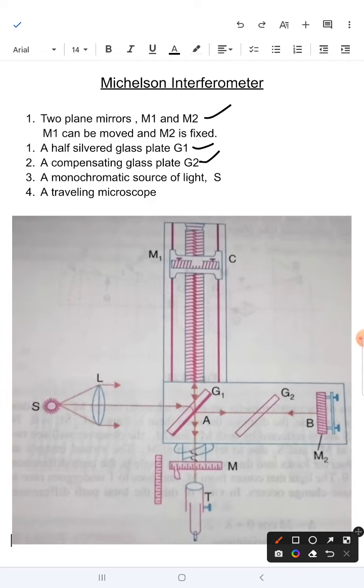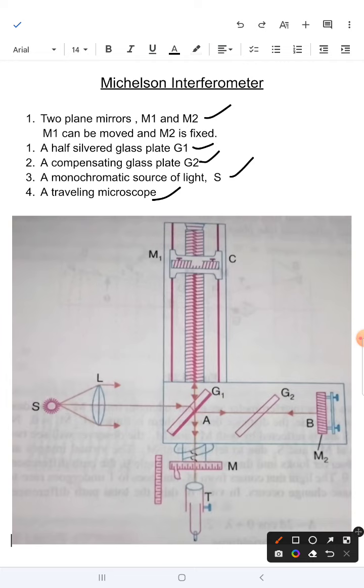And we need a monochromatic source of light which emits a single wavelength, it means a single color, and instead of this monochromatic light we can use a laser light also. And we need a traveling microscope, which we denote with the letter T, for observing the interference pattern.